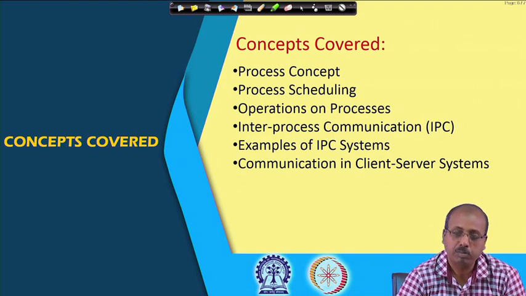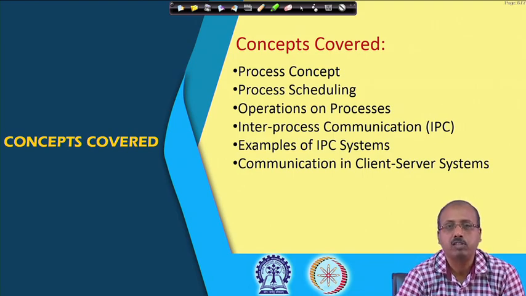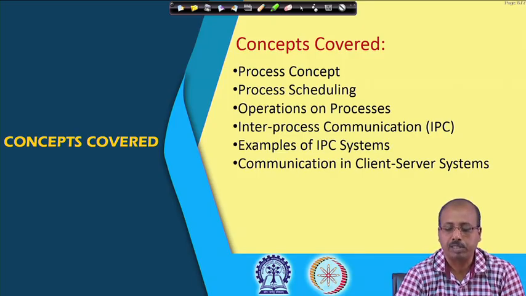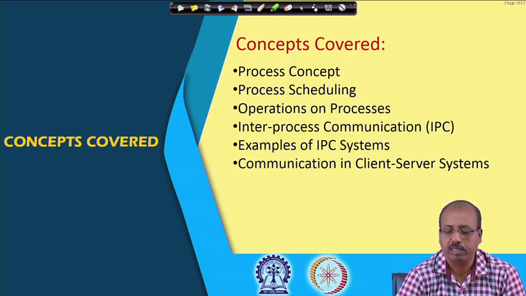Another important point that we have is inter-process communication. When processes are executing in a system, they are actually part of some job. As a result, they may need to interact between themselves. So, inter-process communication is another very important issue. We will be looking into some examples of IPC systems.